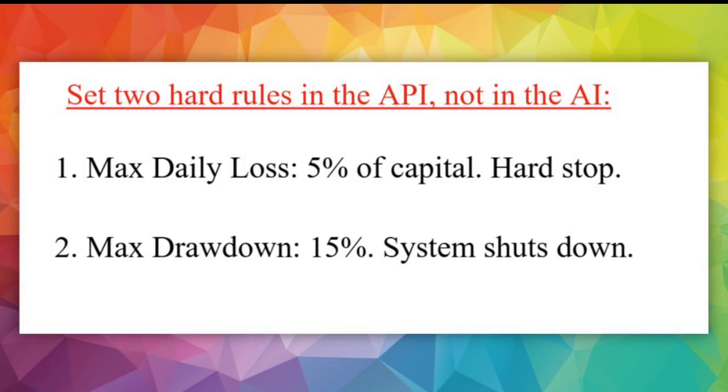Set 2 hard rules in the API, not in the AI. Number 1. Max daily loss, 5% of capital. Hard stop. Number 2. Max drawdown, 15%. System shuts down.